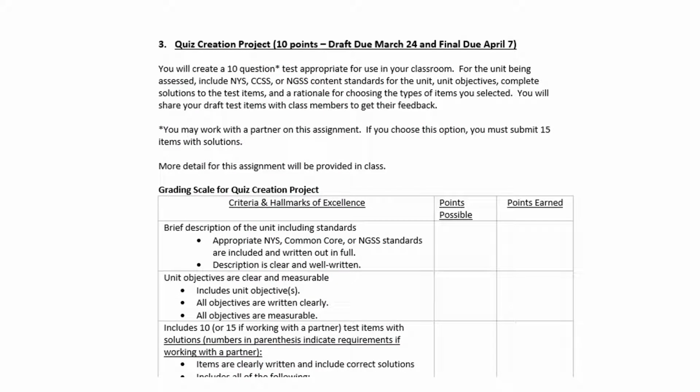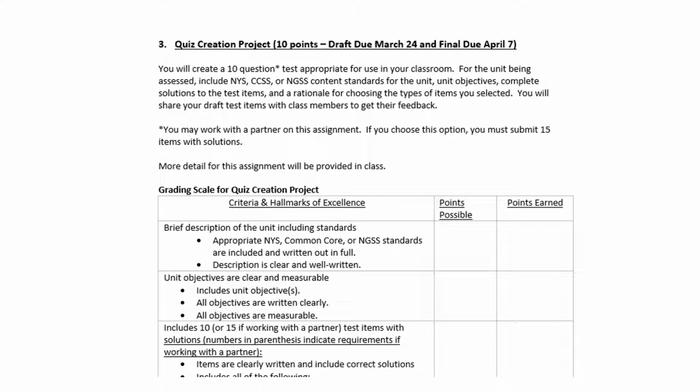The third assignment is a quiz creation project that's worth 10 points. The draft of it is due March 24th and the final is due April 7th. You're going to create a 10-question quiz or test that's appropriate for use in your classroom. For the unit being covered, you're going to include the standards for the unit objectives, complete solutions to the test items, and a rationale for choosing the type of items, multiple choice, true/false, etc. We're going to share these draft test items on the discussion board and get feedback.